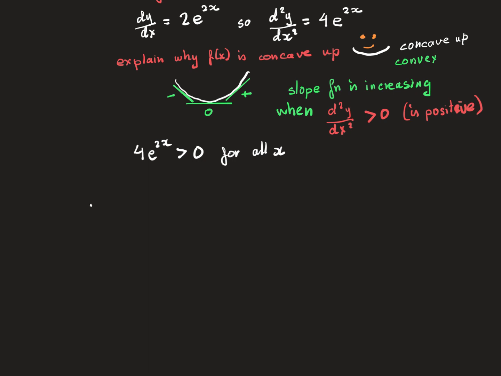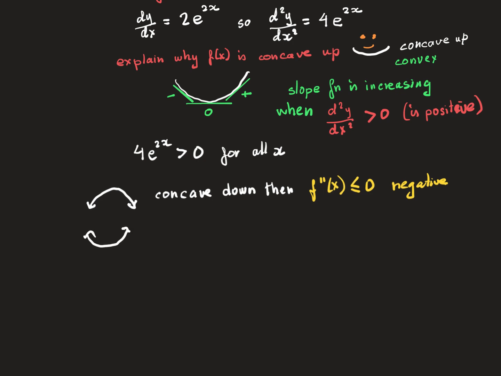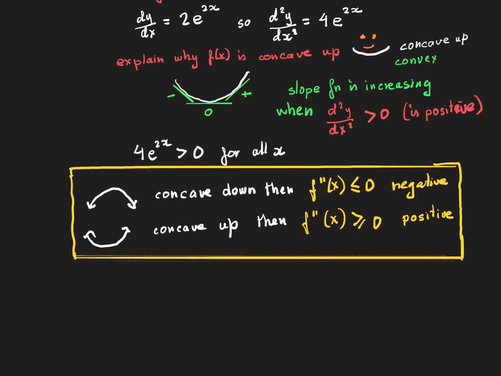Okay, so just please note that if you have a curve which is concave down, then the second derivative must be always negative. And if you've got a function or a curve which is concave up, the second derivative will always be positive or greater than 0. Just need to remember this.